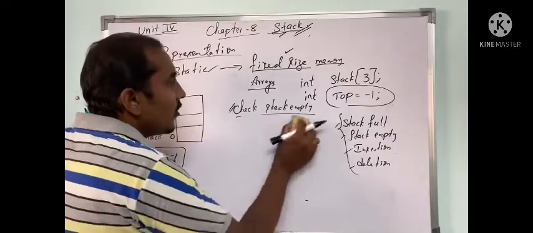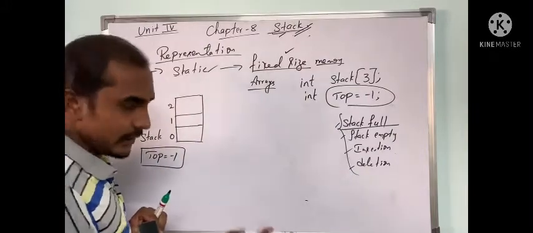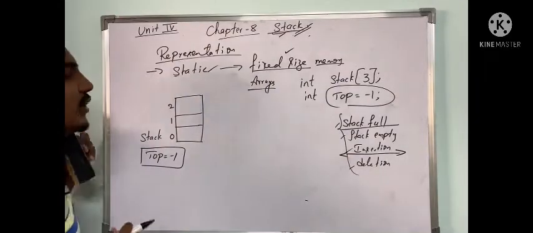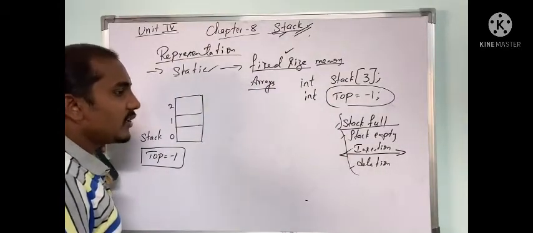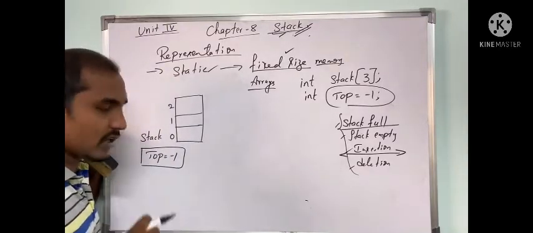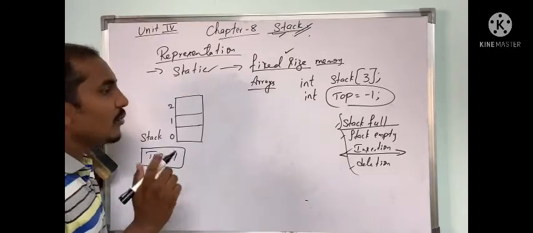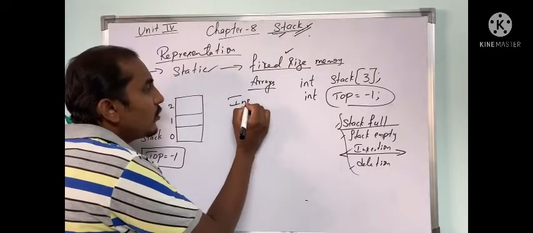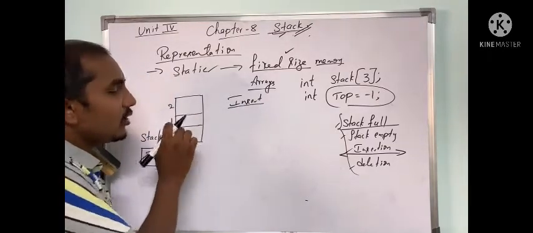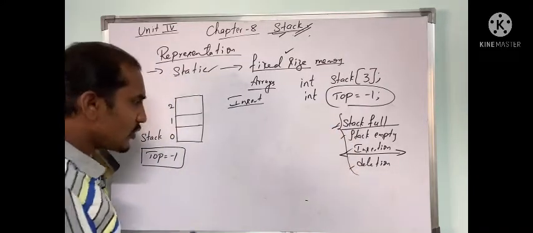The next thing we need to check is how to check whether the stack is full. That we'll see later. Before that, I'll tell you how to insert an element into the stack. Before inserting an element into the stack, we need to check whether there is space in the stack or not. So whenever I want to insert any element, we check whether there is space in the stack. How to check that? We need to check the stack full condition.